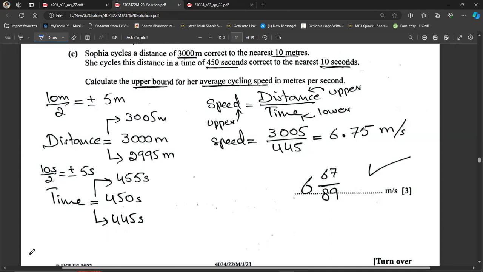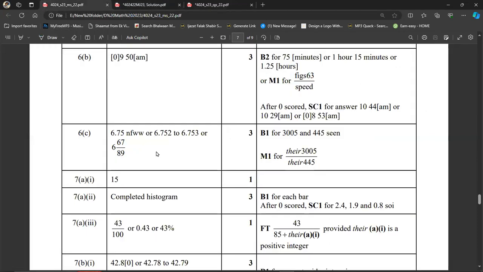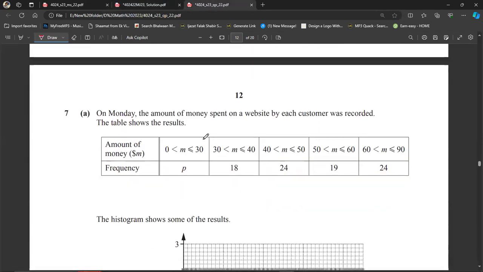So the speed will be equal to 3005 meters divided by 445 seconds, and that will be 6.75 meters per second. When you convert this into a fraction, it is 6 whole 67 by 89 meters per second. You can write 6.75 meters per second, or you can say 6 whole 67 by 89 meters per second. This is my solution. Hopefully you understand. So we are going to the next question.